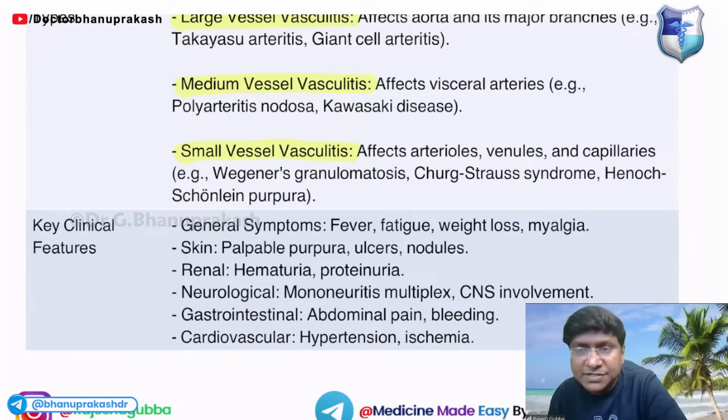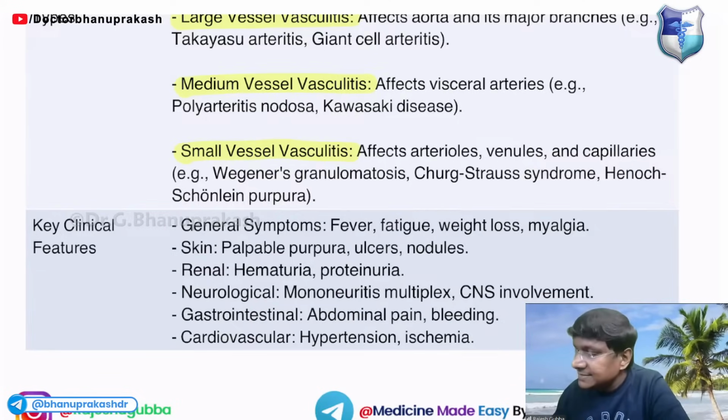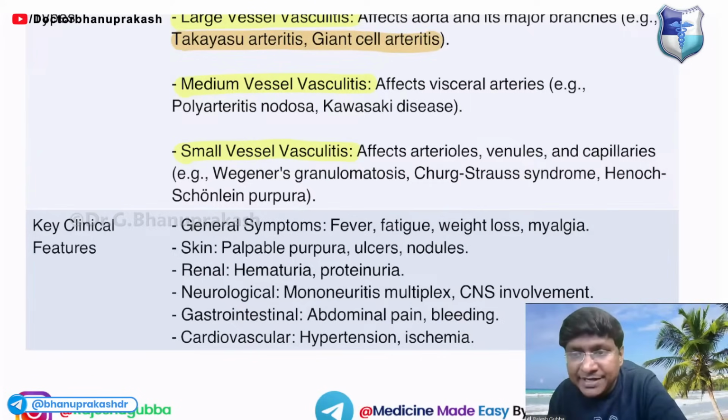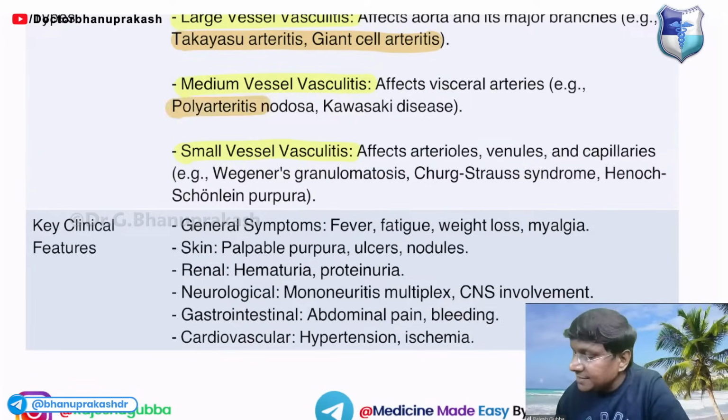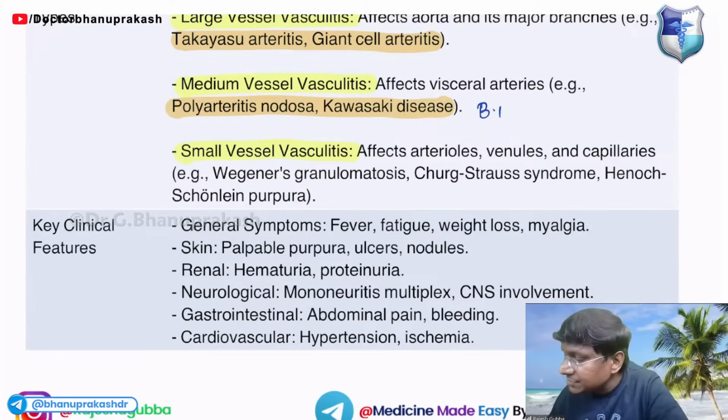Now, we have large vessel vasculitis, medium vessel vasculitis, and small vessel vasculitis. Large vessel vasculitis mainly affects the aorta. And what are the examples of large vessel vasculitis? That is Takayasu and giant cell arteritis. And what are the examples of medium vessel vasculitis? That is polyarteritis nodosa, Kawasaki disease, and Buerger's disease, which is nothing but thromboangiitis obliterans.